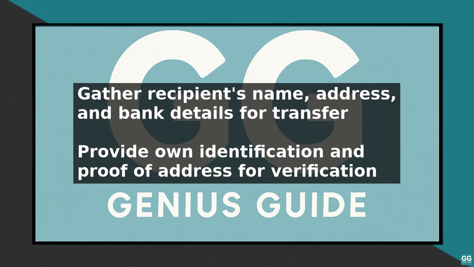Next, gather the necessary information. You will need the recipient's name, address, and bank details, including their account number and sort code. You will also need to provide your own identification and proof of address. Now, let's look at the step-by-step process.